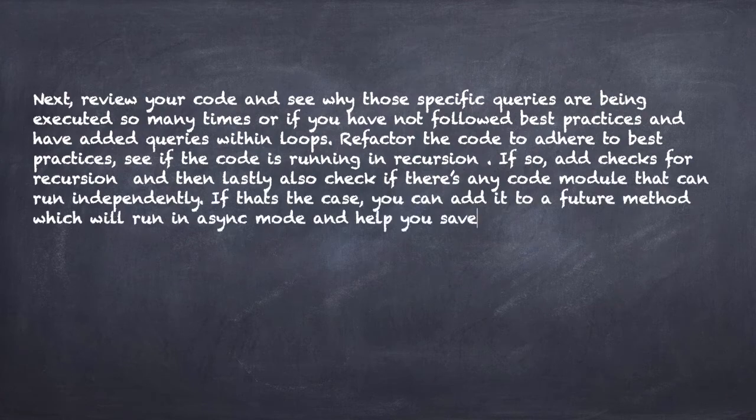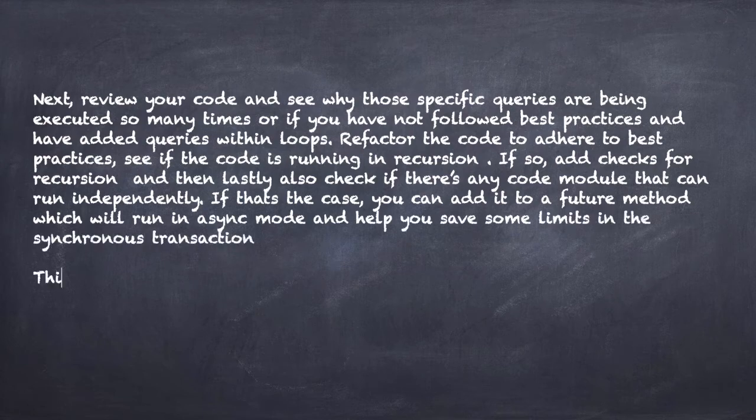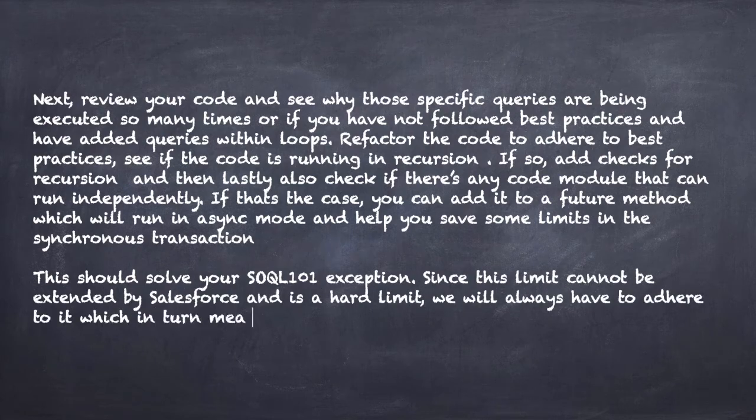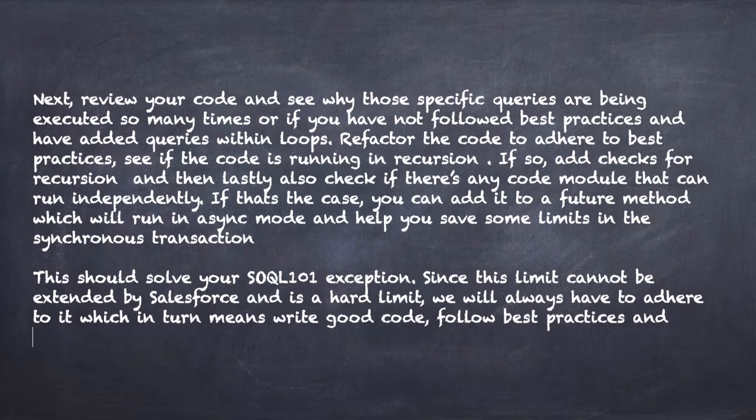And then lastly, also check if there's any code module that can run independently. If that's the case, you can add it to a future method, which in turn will run in async mode and help you save some limits in the synchronous transaction. This should solve your SOQL 101 exception. Since this limit cannot be extended by Salesforce and it is a hard limit, we will always have to adhere to it, which in turn means write good code and follow best practices.